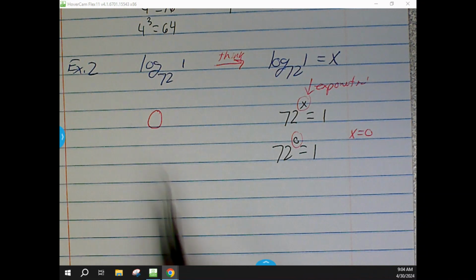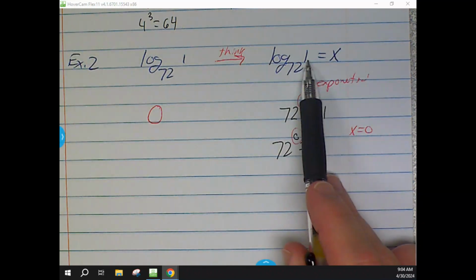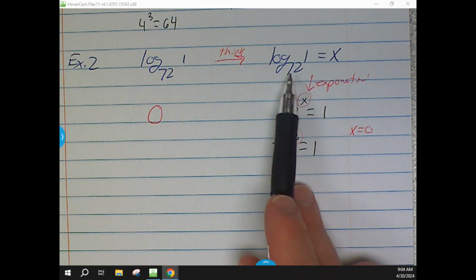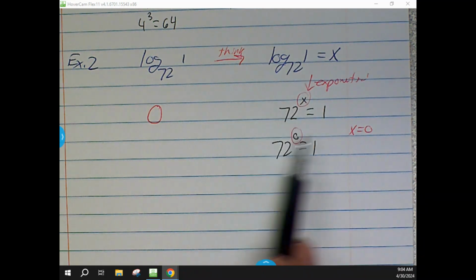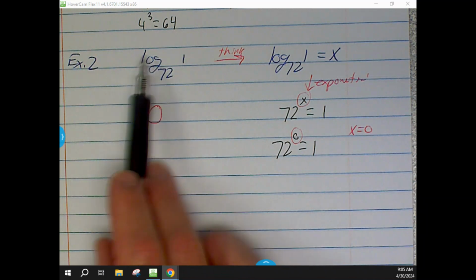Yeah, so anytime you get log of 1, and this is kind of what they want you to see off this question, it doesn't matter what the base is. This could be 72 or 2 or whatever, it's always just going to be 0. So if you ever get log of 1, your answer is always going to be 0, regardless of what the base is.